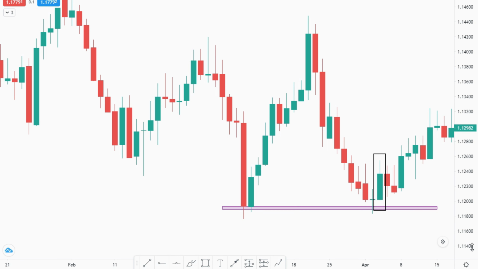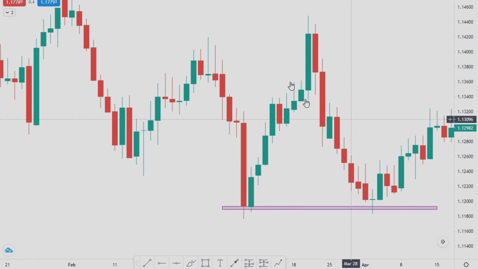Then a candle color change. A green candle appears after multiple red candles. And a bullish momentum candle at the key level. This confirms the buyers are stepping in the market. Notice how we stacked up multiple candlestick patterns together to improve the trade quality.